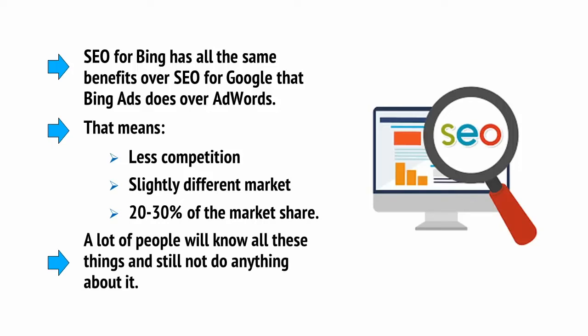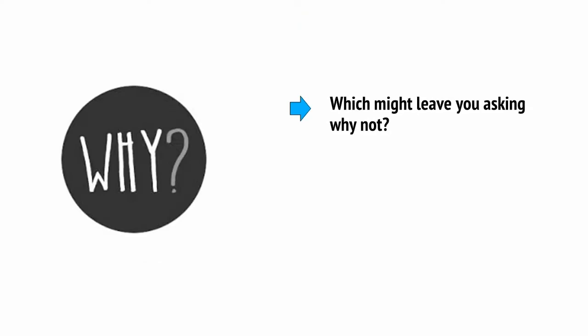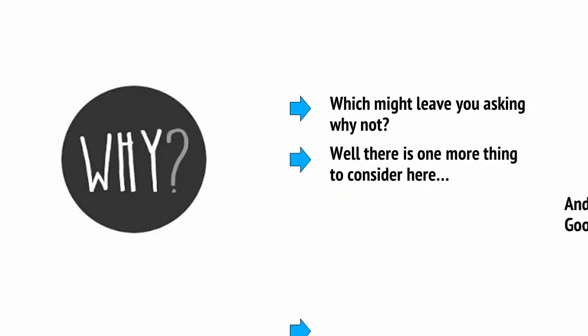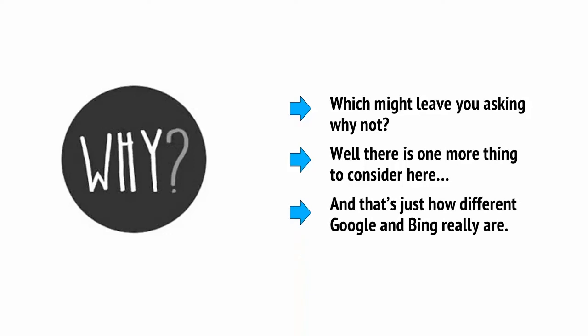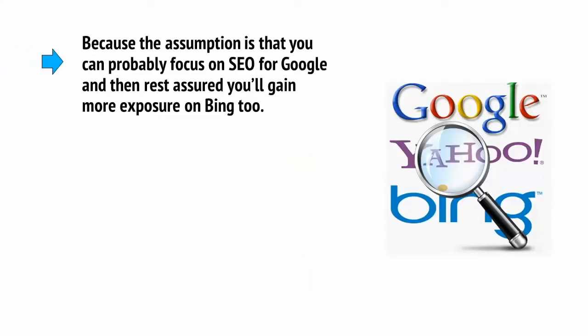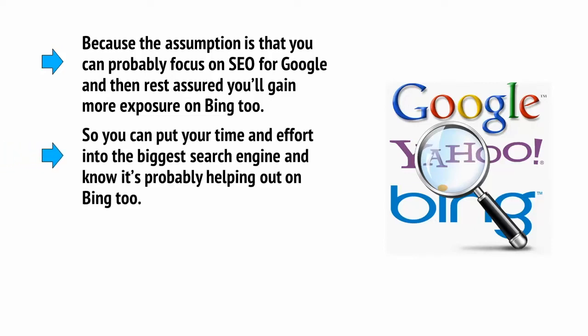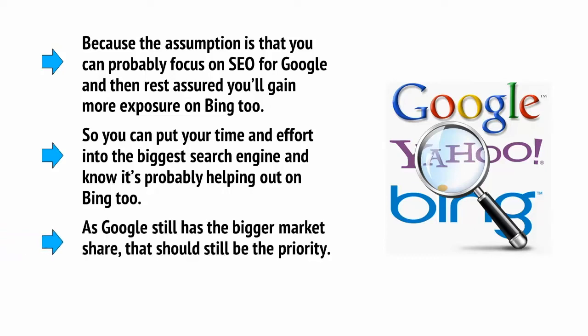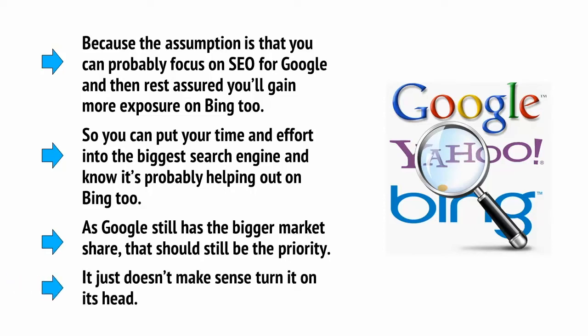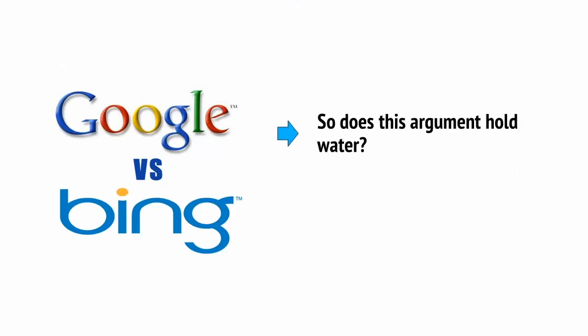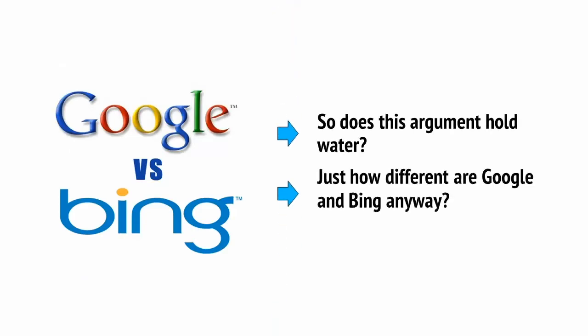And a lot of people will know all these things and still not do anything about it, which might leave you asking why not. Well, there is one more thing to consider here, and that's just how different Google and Bing really are. Because the assumption is you can probably focus on SEO for Google, and then rest assured you'll gain more exposure on Bing too. So you can put your time and effort into the biggest search engine and know it's probably helping out on Bing too. As Google still has the biggest market share, that should still be a priority. It just doesn't make sense to turn it on its head. So, does this argument hold water? Just how different are Google and Bing anyway?